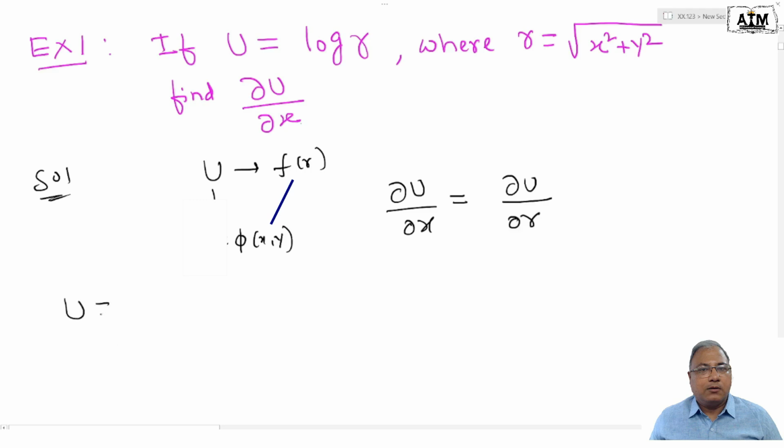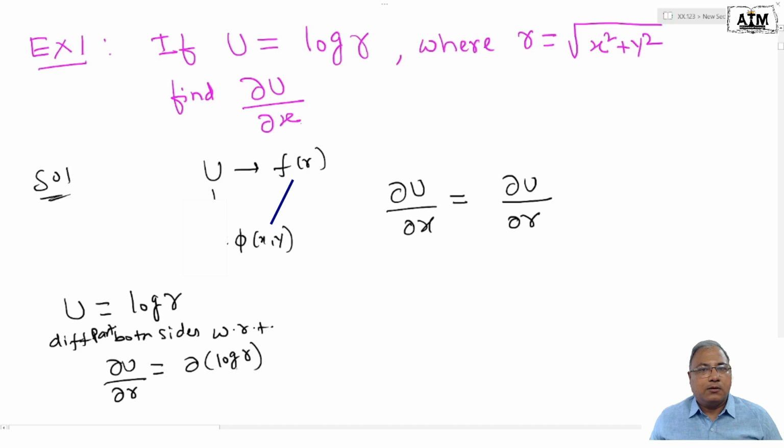So I am having u equals log r. Now the partial derivative of u with respect to r: differentiating both sides partially with respect to r. Here we are doing partial differentiation. So we get del u by del r, the partial differentiation of log r with respect to r, that is equal to 1 upon r. Call it equation number 1.